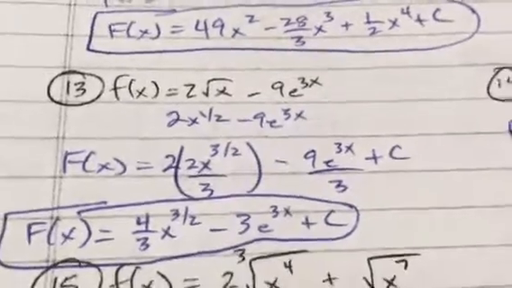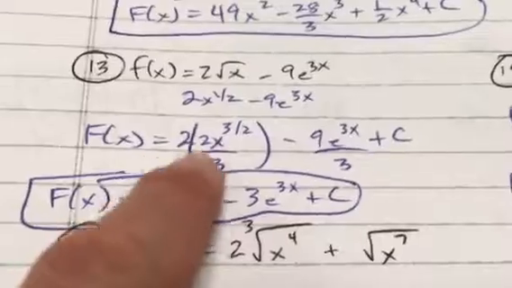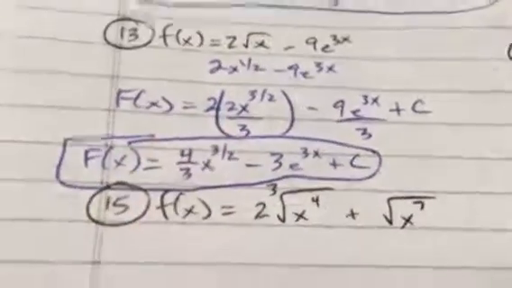I'm going to rewrite 13, then take the antiderivative. 1 power up divided by that new power. Don't forget about the other 2 on the outside.